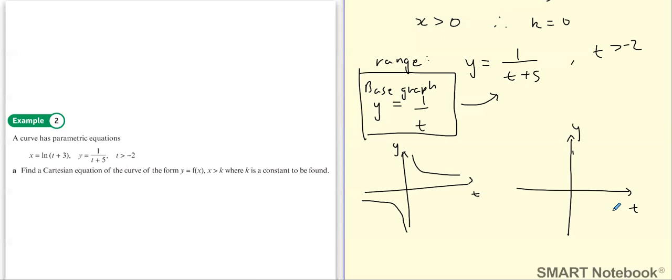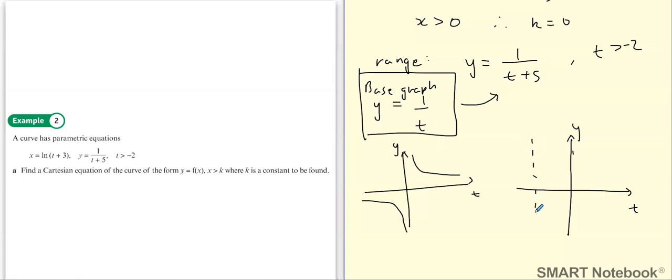If it's t plus 5, if I replace all of t with all of t plus 5, it's shifted left by 5. Yeah, if it was plus 5 outside the fraction, then it would be shift up. But if all of t has been replaced with t plus 5, it's shift left by 5.